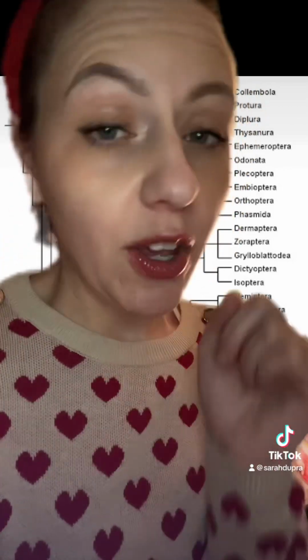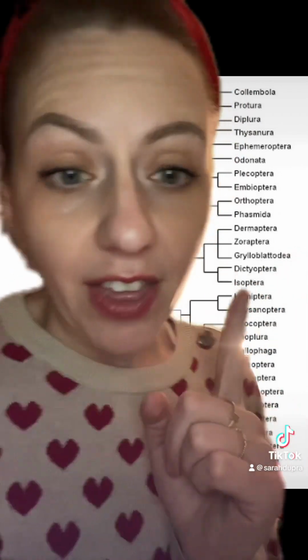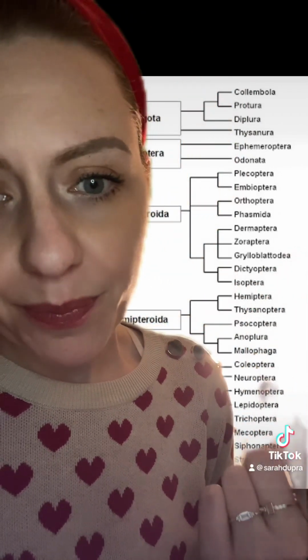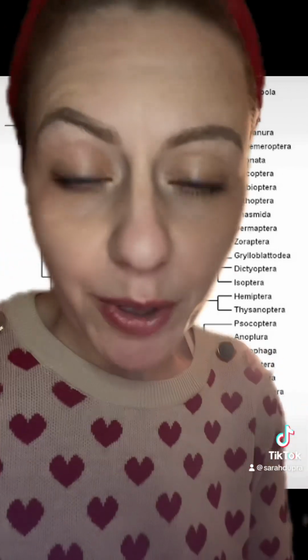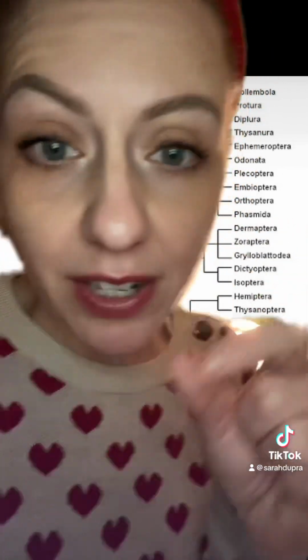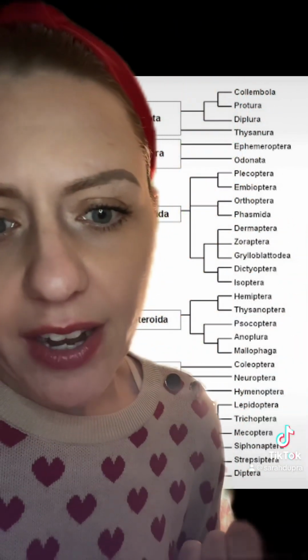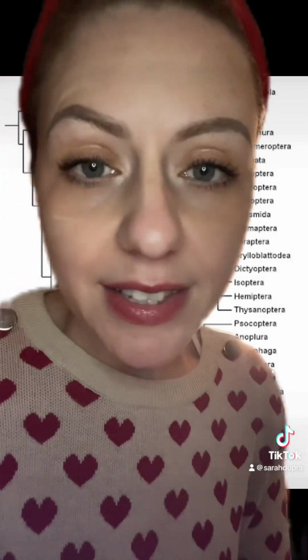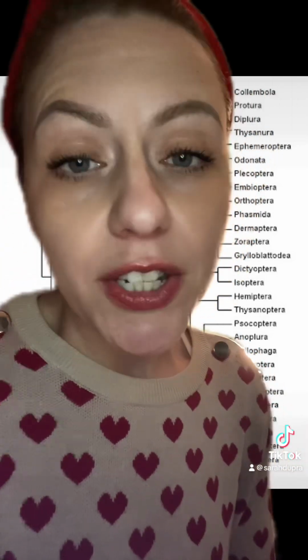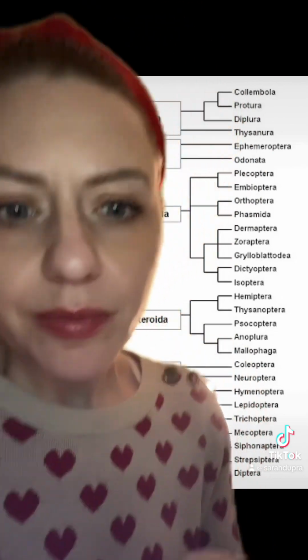I actually do have a video about Strepsiptera parasites. They are predominantly parasites of the Hymenoptera order, hence that video, it's found inside of a hornet. And then underneath that is Diptera, which are your flies.